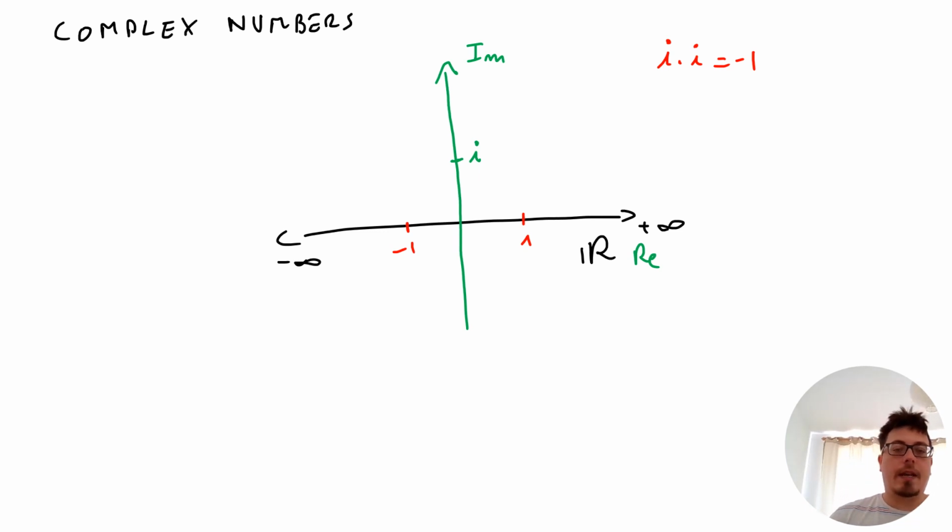So let's now think about only imaginary numbers for a second. Let's see if they are numbers. Can I sum two i's together? Yes, I can. And I get another imaginary number, which is 2i.